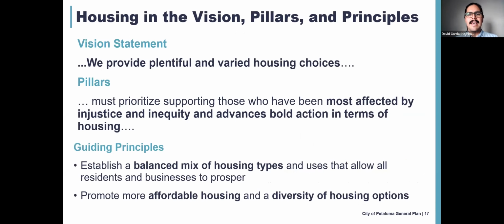And moving on, in our vision statement, pillars and principles, our GPAC really articulated the future that we want to create in Petaluma. The most relevant for our housing conversation from our vision statement is that we want to have plentiful and varied housing options, but we also must prioritize supporting communities most affected by injustice and inequity and act boldly to do this. And finally, we must provide balanced housing types and promote affordability and diverse housing throughout the city.